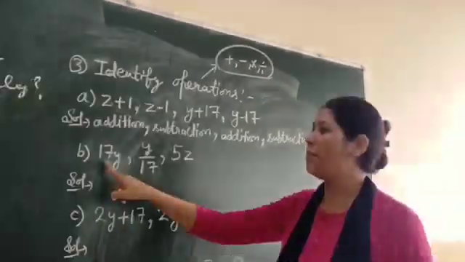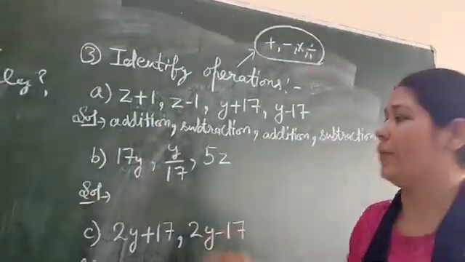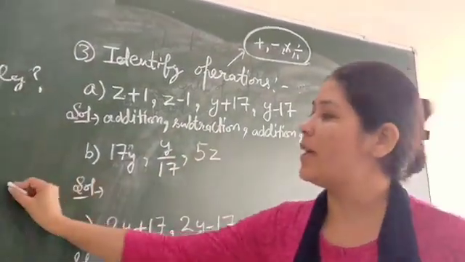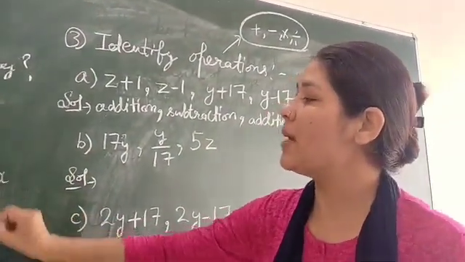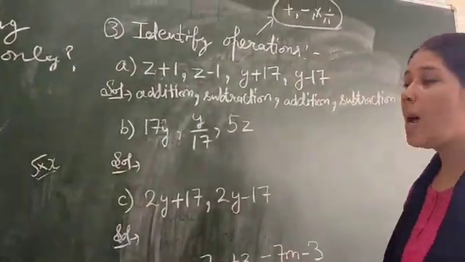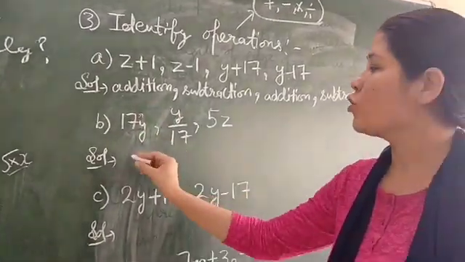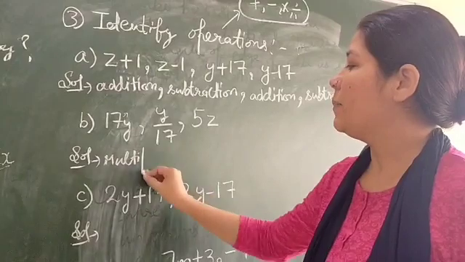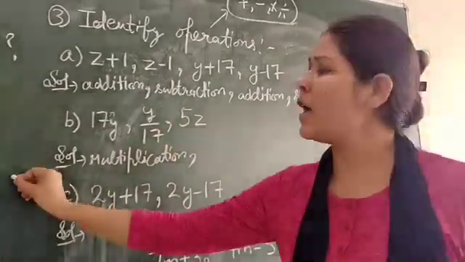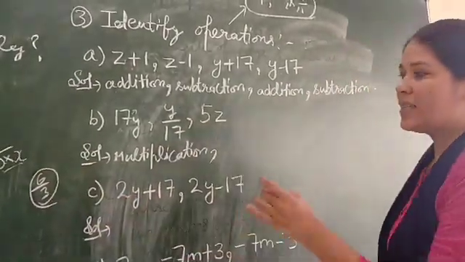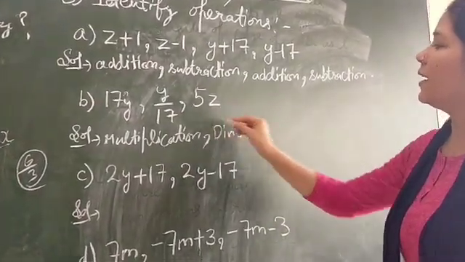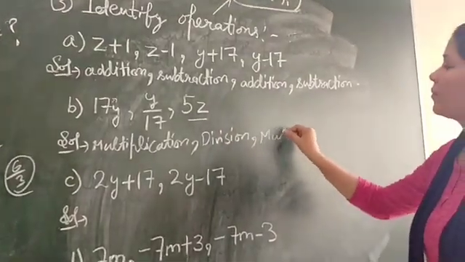Okay. Now in B part, 17 and y. Which sign is there between? Multiply. If one variable and one constant number are coming together and there is no sign between these, which sign will we put here? Multiply. So you will write here multiplication operation is there. And here if any question is written like this, it means that is division operation. So you will write here division operation is there. Here again multiplication.